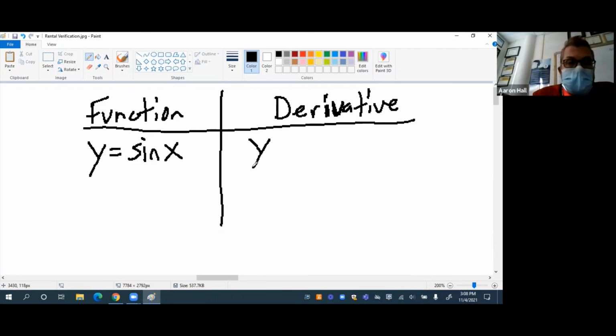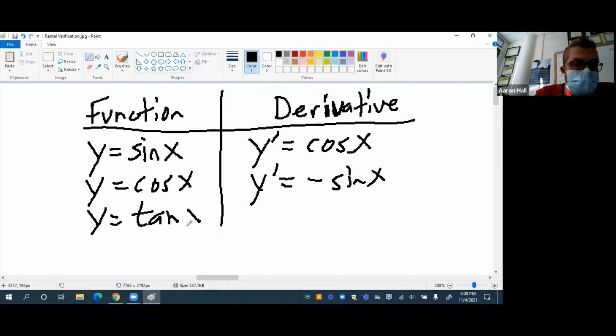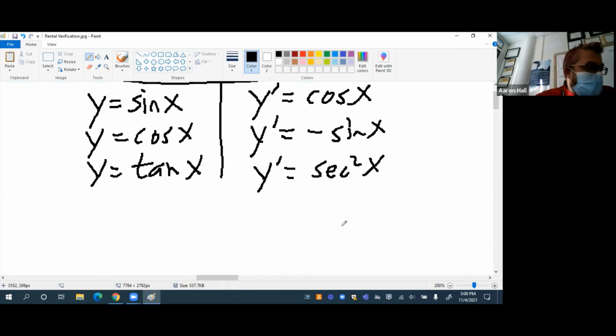So the derivative of sine of x is cosine of x. You need to have this memorized. These are flashcards. Y equals cosine of x, the derivative is negative sine of x. The derivative of tangent of x is secant squared of x.